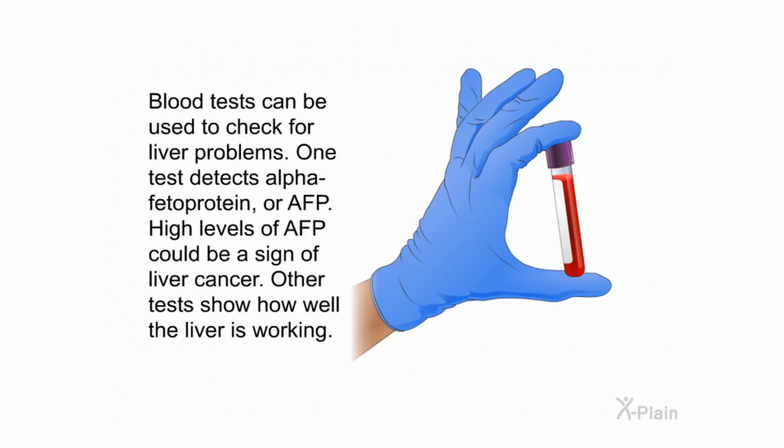Blood tests can be used to check for liver problems. One test detects alpha-fetoprotein, or AFP. High levels of AFP could be a sign of liver cancer. Other tests show how well the liver is working.